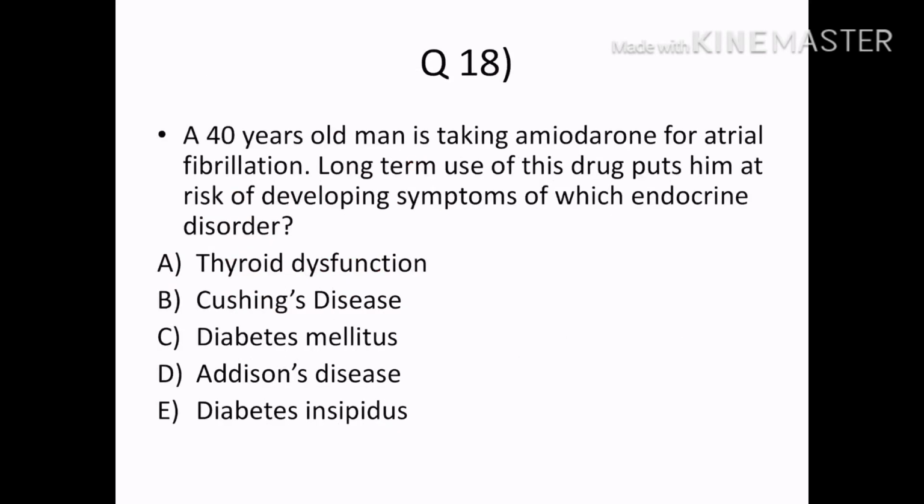Question number 18. A 40 years old man is taking amiodarone for atrial fibrillation. Long-term use of this drug puts him at a risk of developing symptoms of which endocrine disorder? A. Thyroid dysfunction, B. Cushing's disease, C. Diabetes mellitus, D. Addison's disease, E. Diabetes insipidus.